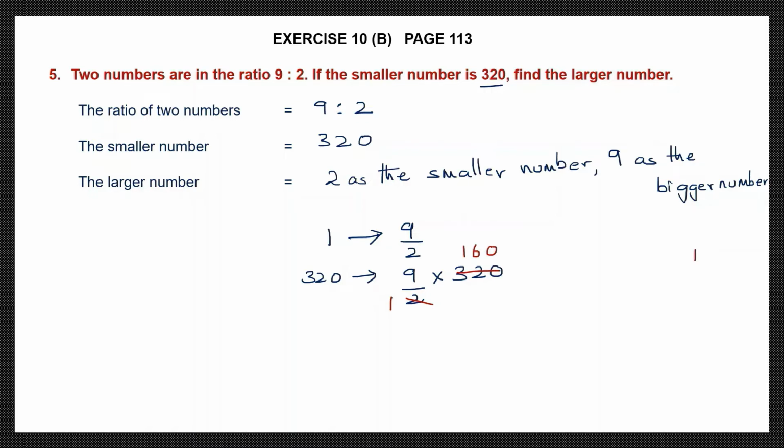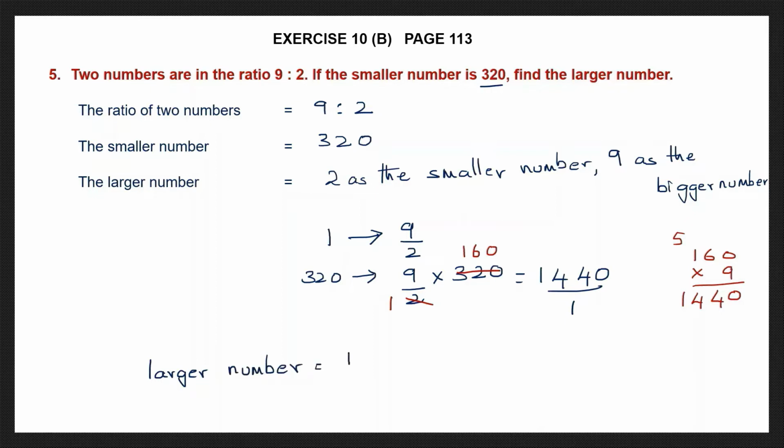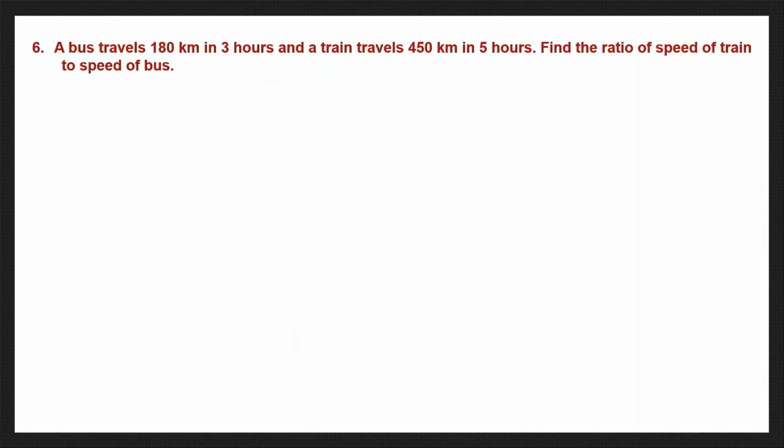So let's multiply that. 160 into 9. 9 zeros are 0. 9 sixes are 54. Carry 5. 9 ones are 9 plus 5, 14. So I have got 1440 by 1. That means my larger number is 1440. Next question. A bus travels 180 kilometers in 3 hours and a train travels 450 kilometers in 5 hours.